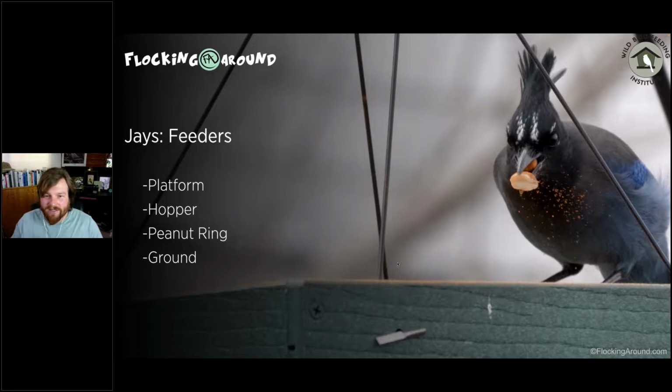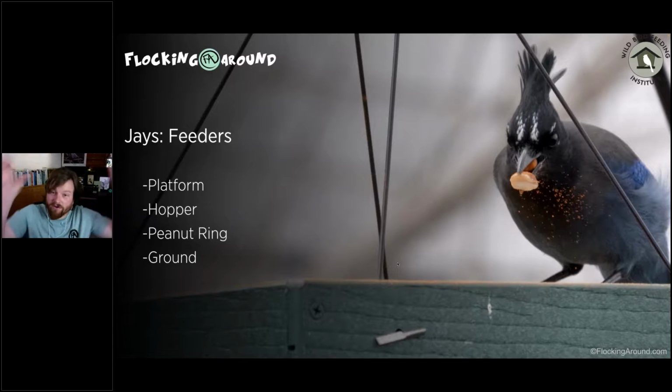Now, it doesn't have to be completely stable. You can see this platform feeder here. It's on these steel cables, so it wiggles when that big Steller's jay comes in to land, and multiple don't like to land on it at once. This is about a medium-sized platform feeder, but as long as one can land, they will use it. But if you put a big ground platform feeder out, something like that, they'll use it.